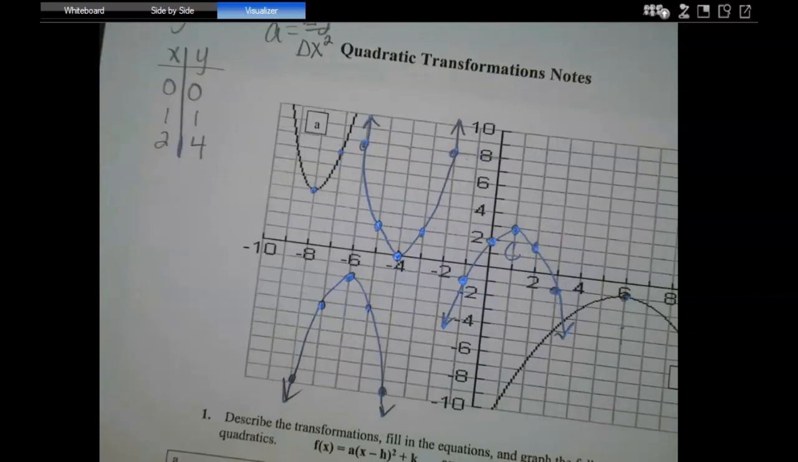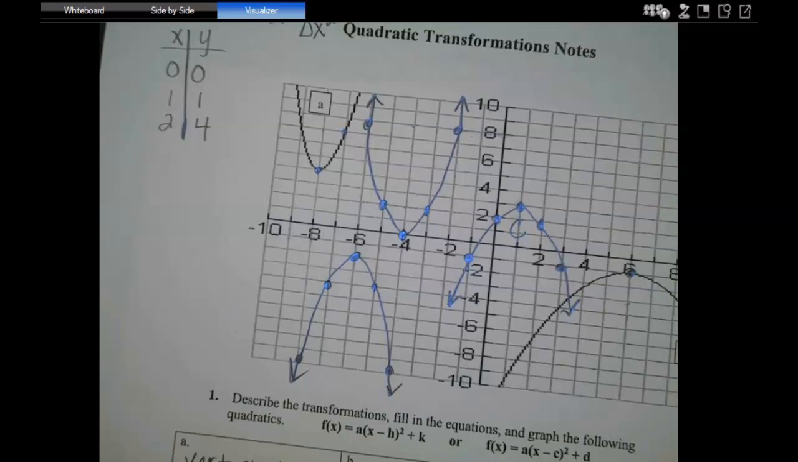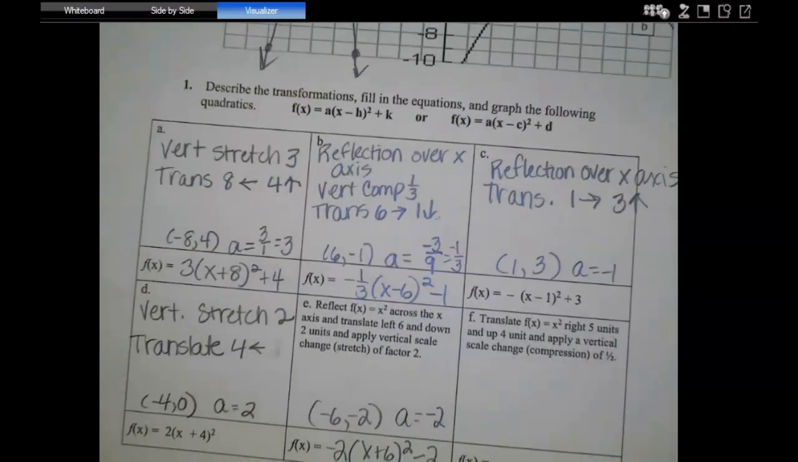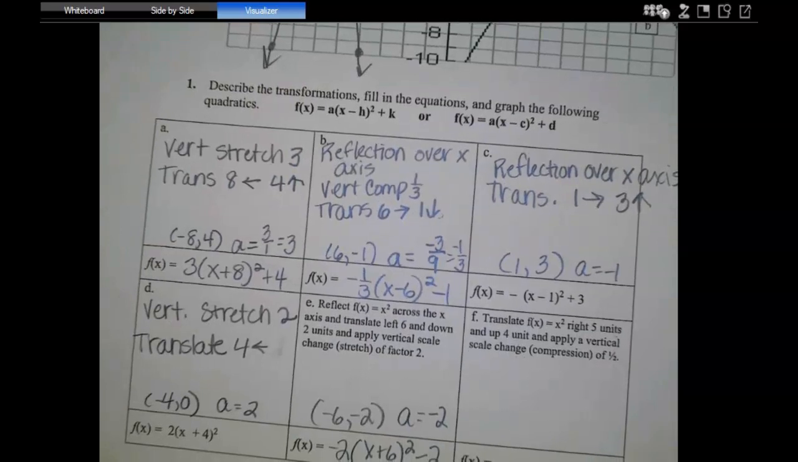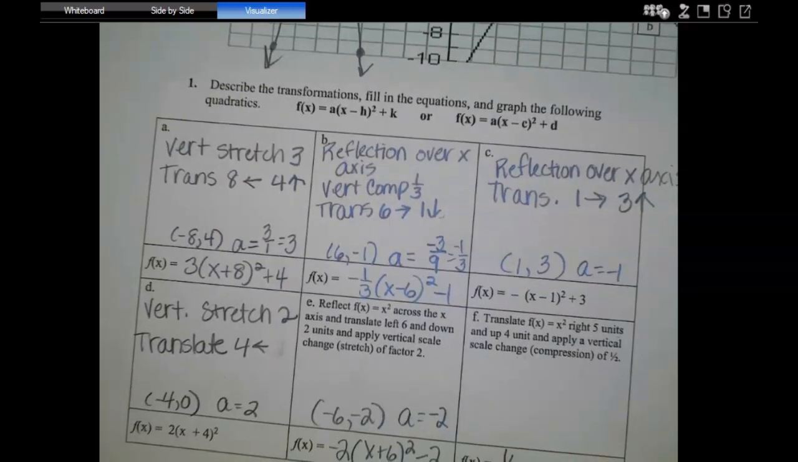Okay, so I'm going to translate f of x equals x squared right 5 units and up 4. I'm going to apply a vertical change of 1/2. Right away, what did we talk about? When it's 1/2, how many are we going to move? How many did we move for the 1/3? For the 1/3, we moved 3 and 3. So for the 1/2, we're moving 2, 2.